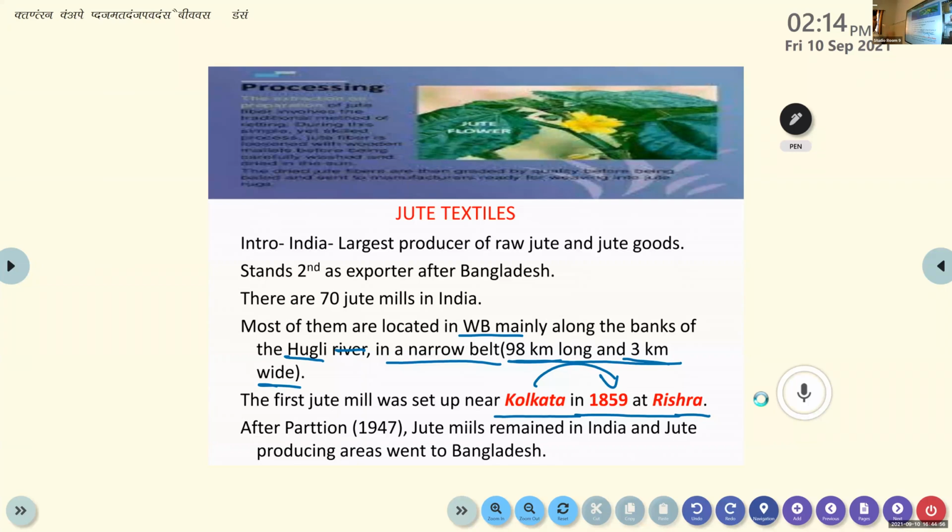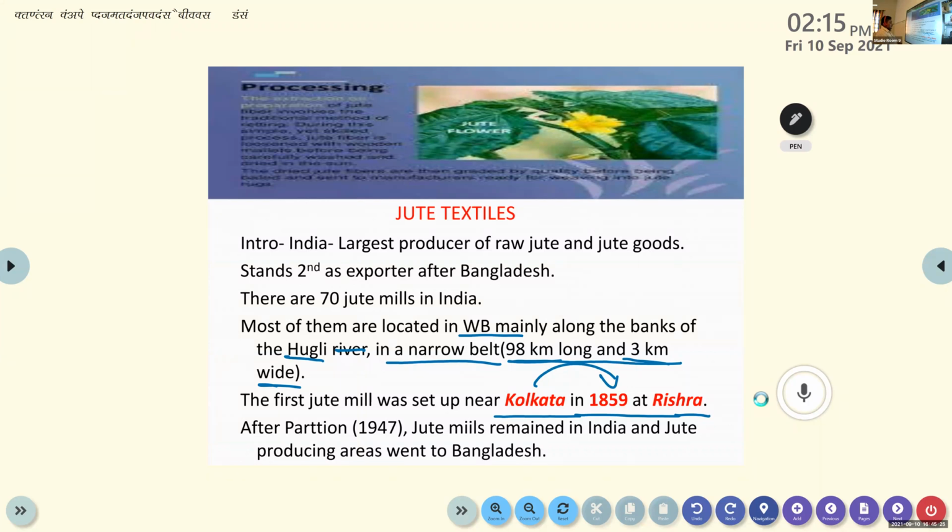Almost all the jute mills remained in India. The processing units remained in India, and the jute producing areas went to Bangladesh. So mills are there in India, but there is no availability of raw material. Clear or not? The raw jute producing area is in Bangladesh, and the jute mills are in India. That's what happened in the year 1947, after the partition.